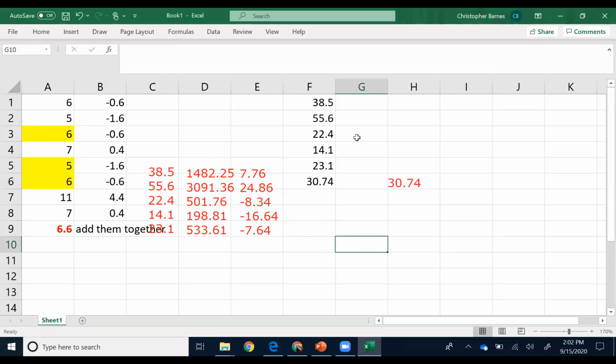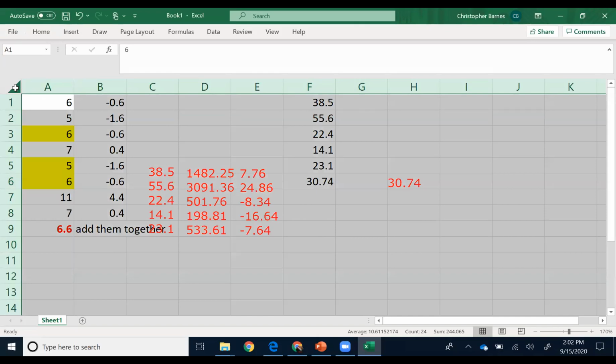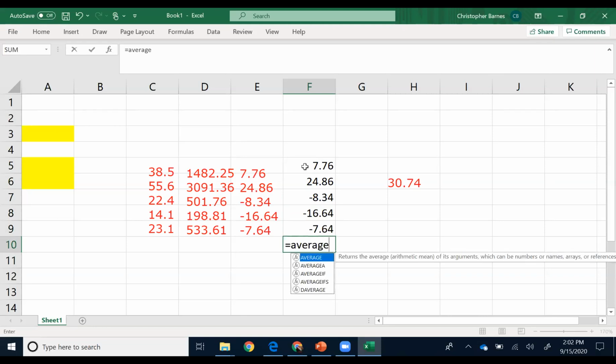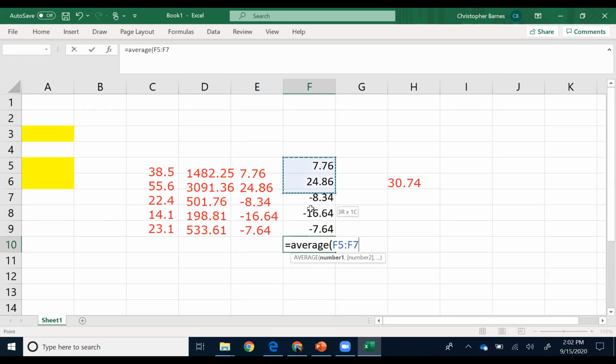Okay. Now I'm gonna delete all this stuff that we have in here so it's not in our way, distracting us. I'm gonna take the values from this column right here. 7.76, 24.86, negative 8.34, negative 16.64, negative 7.64. What I'm going to do is I'm going to calculate the average of these values.